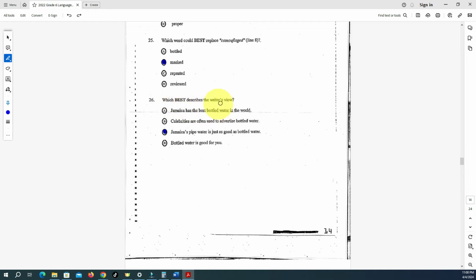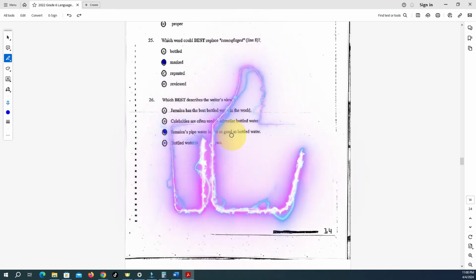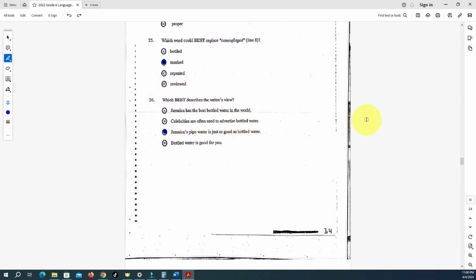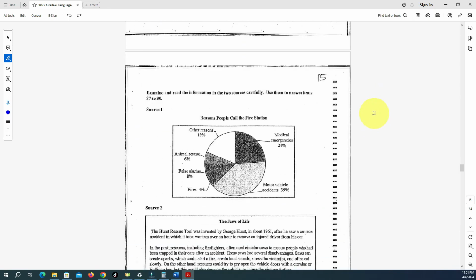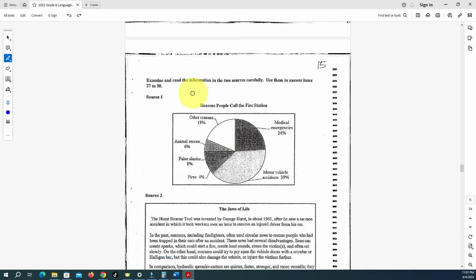26. Which best describes the writer's view? I would say Jamaica's pipe water is just as good as bottled water. So I selected C. All right. Examine and read the information in the two sources carefully. Use them to answer items 27 to 30.